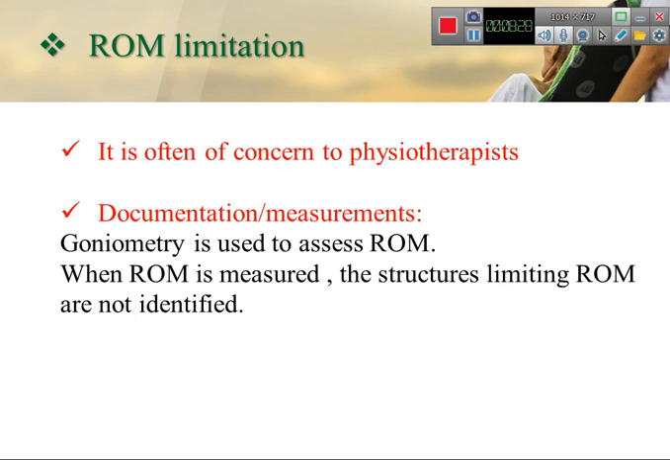The third problem is ROM limitation. It is often a concern to physiotherapists too. How can we measure ROM limitation? The simple method is goniometry. Goniometry is a method to assess ROM. When ROM is measured, the structures that limit the ROM are not identified. We cannot say whether the muscle, the ligaments, or the joint pain is what limits the ROM.